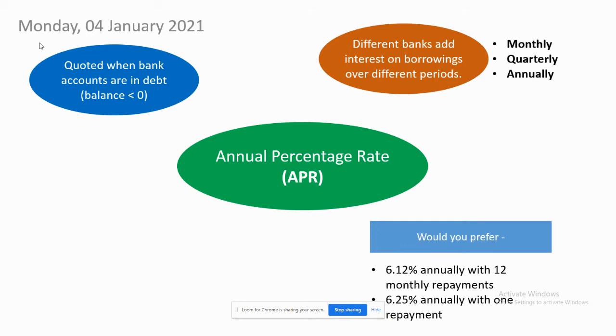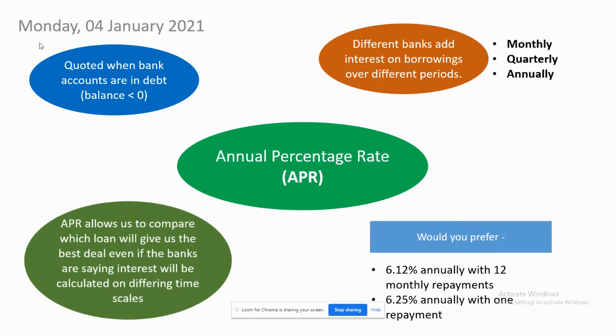So would you prefer a 6.12% interest rate annually with 12 monthly repayments, or would you prefer a 6.25% annually with just the one repayment? It's really difficult to work out which one's better out of those. So that's why the loan company has to quote APR, so it's easy to compare different products. APR allows us to compare which loan will give us the best deal, even if the banks are saying interest will be calculated on a different timescale.